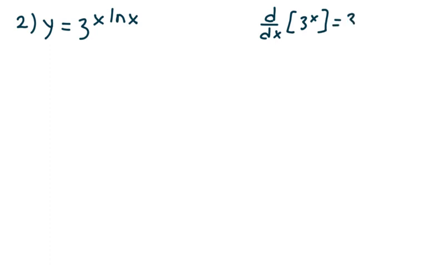Suppose y equals 3 to the x times natural log of x. Now, remember, the derivative of 3 to the x with respect to x is 3 to the x times natural log of 3. So I'm going to take 3 to the x natural log of x, natural log of 3, right?